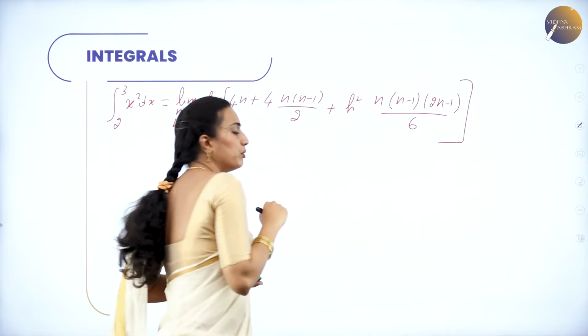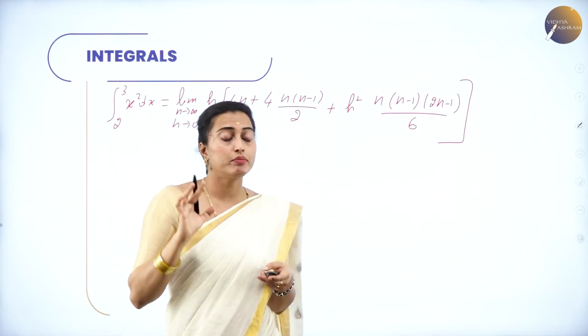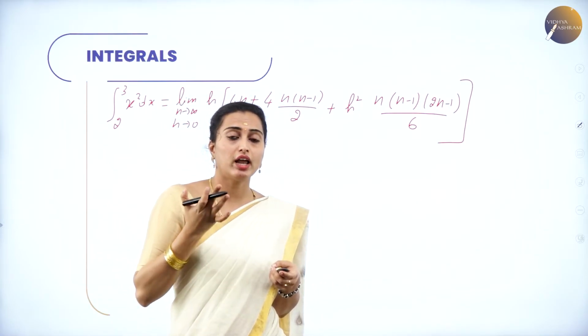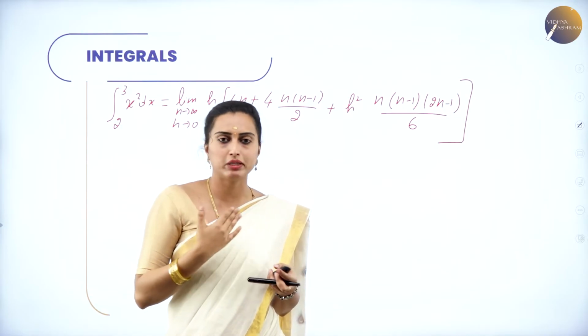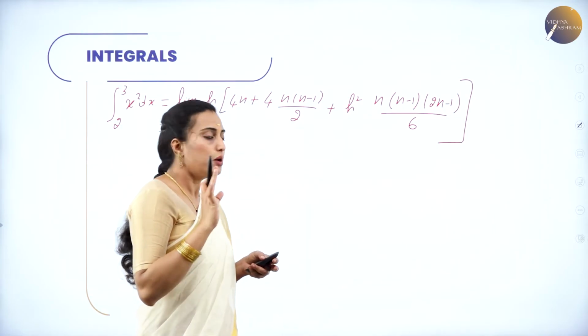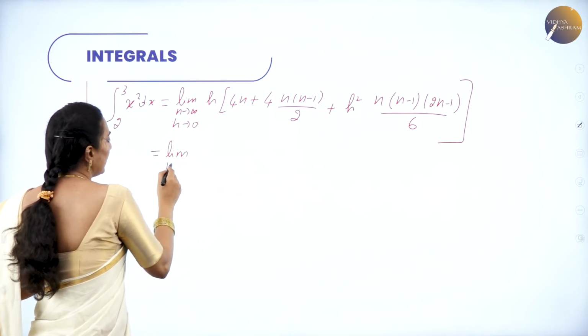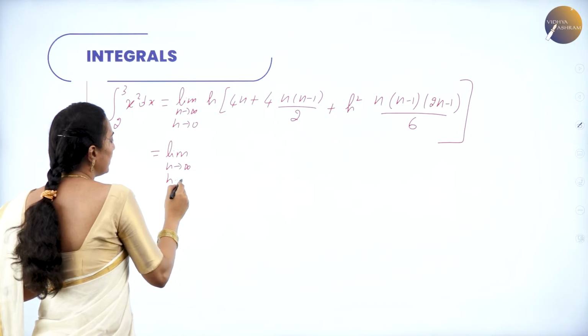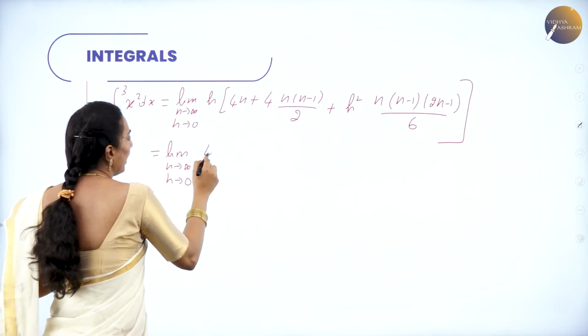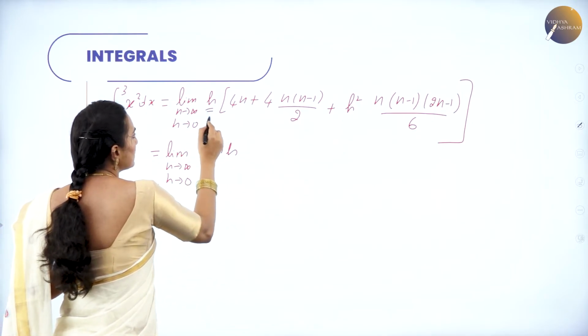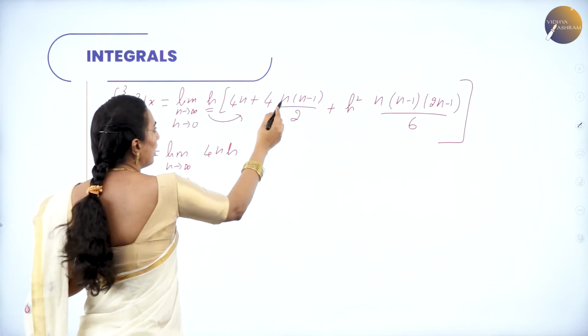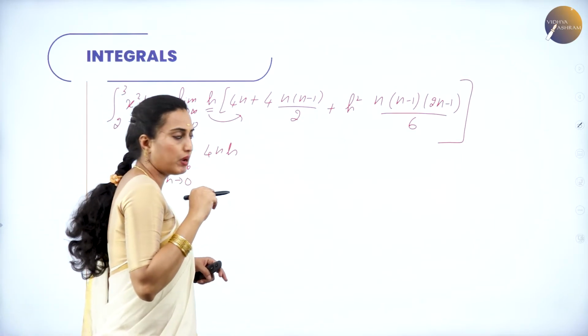So this formula you have to remember, which is 1 squared plus 2 squared plus 3 squared plus etc. up to n minus 1 whole squared, according to mathematical induction. Got it? So now multiplying h inside. So what happens? Limit as n tends to infinity, h tends to 0, 4nh. I am multiplying this h inside all the way. So now nh into nh minus 1.